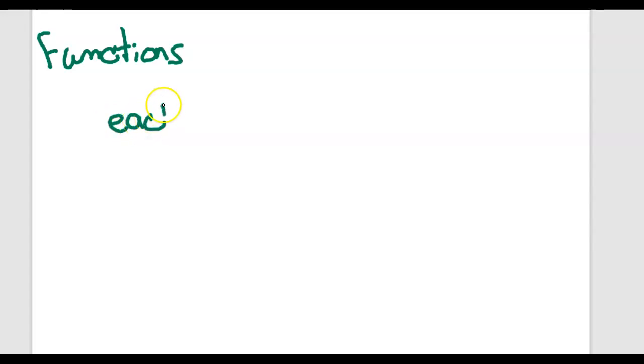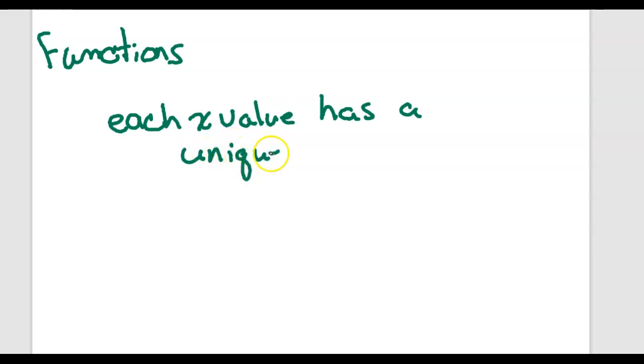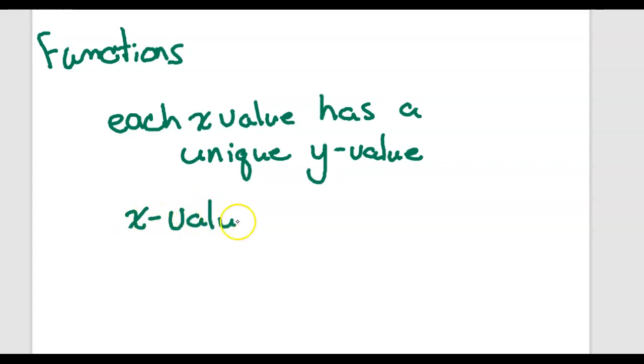We're going to look at functions in this video and what makes something a function. One of the things about functions is that each x value is going to have a unique y value. Now, that may not make much sense to you, but what that actually means is that the x values cannot repeat.